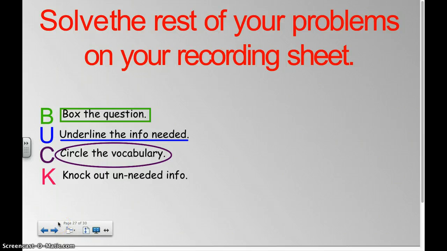Solve the rest of your problems using your recording sheet, and don't forget to do a strip diagram. Sometimes you need to do 2 strip diagrams with multiplication, division, and addition. We didn't really go over the subtraction one, but you should be able to figure that out. And if you have any questions, you can always come back and ask.